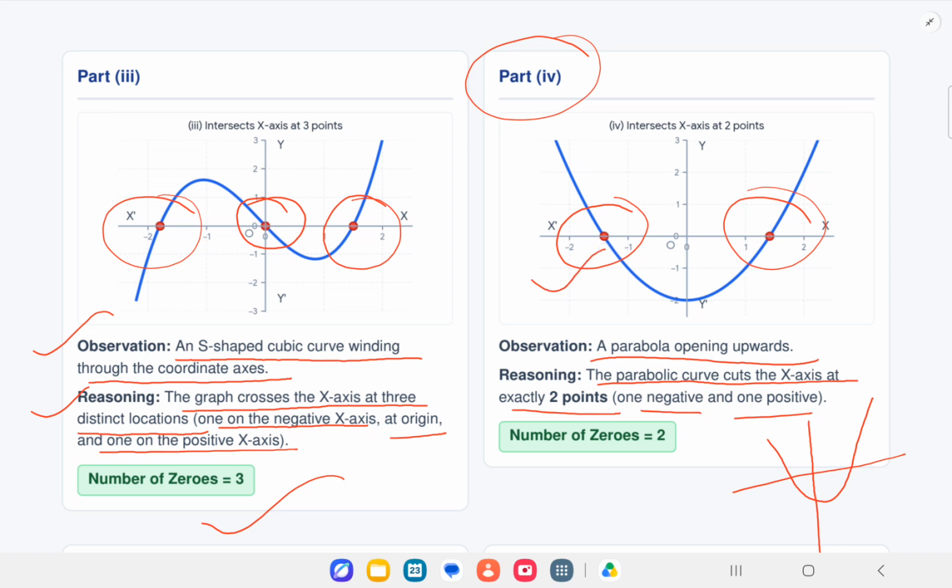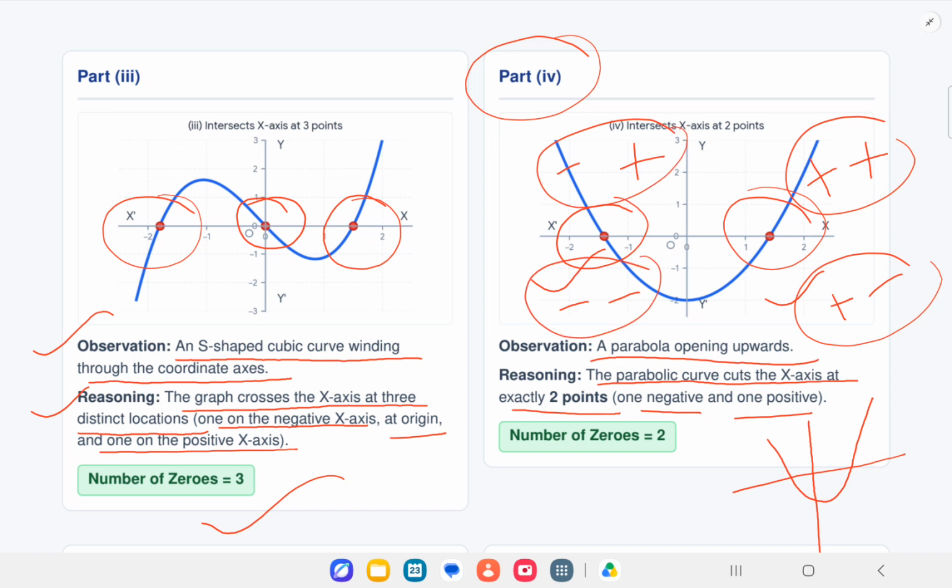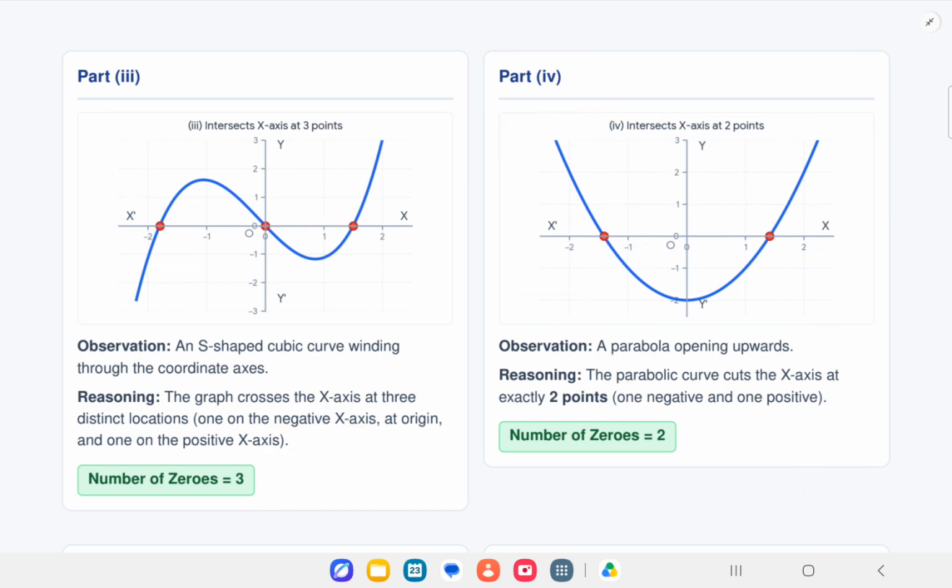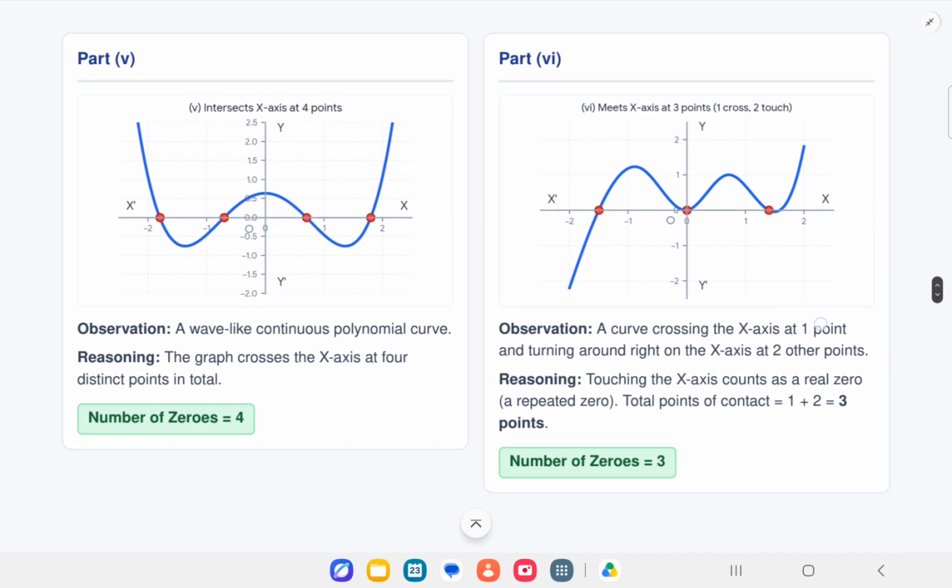ये वाली साइड आपकी नेगेटिव है और ये आपकी पॉजिटिव. इसमें आपकी साइड आप ऐसे ध्यान रखना, ये आपकी प्लस प्लस होती है, ये आपकी प्लस माइनस होती है, और ये माइनस माइनस, और ये आपका होता है प्लस माइनस. सो इस तरह से ये फर्स्ट क्वाड्रेंट, सेकंड क्वाड्रेंट, थर्ड क्वाड्रेंट और फोर्थ क्वाड्रेंट में आपके आते हैं पॉजिटिव नेगेटिव सिंबल्स. सो इस वाले पार्ट में, पार्ट 4 में, नंबर ऑफ ज़ीरोज़ हो जाएंगे 2. ओके, now move on to the next part, part number 5.